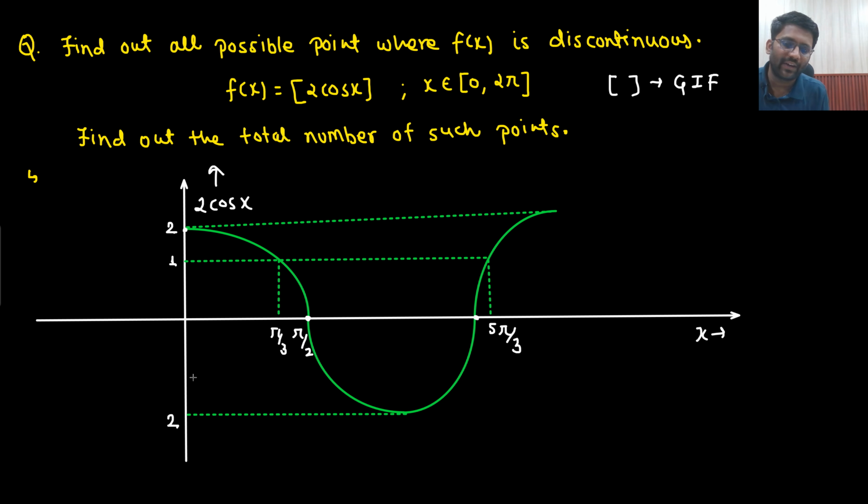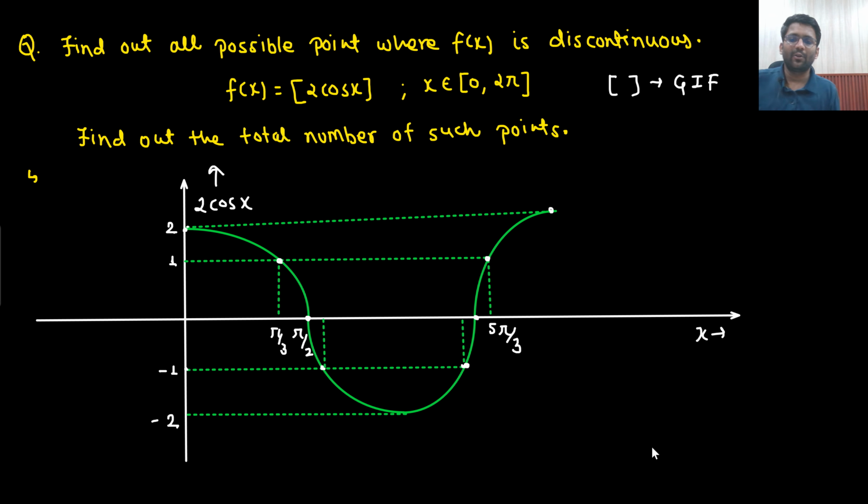Why am I caring about the values minus 1? This value is minus 2. Why am I caring about all these integer values? Because I know that if the greatest integer function is there, I will be caring about 2 cos x becoming an integer. So where will they become integer? Sir, at this point it will become integer. What will these points be?